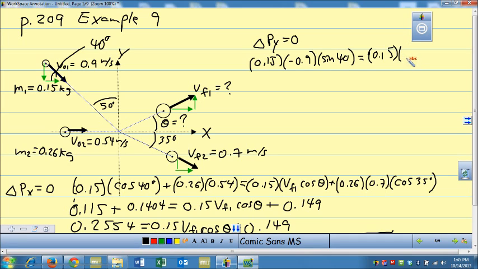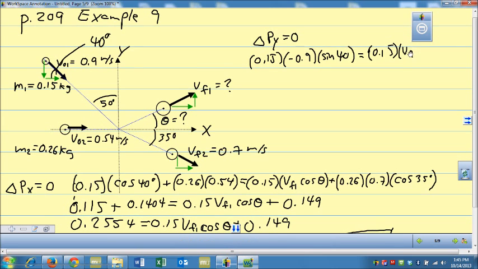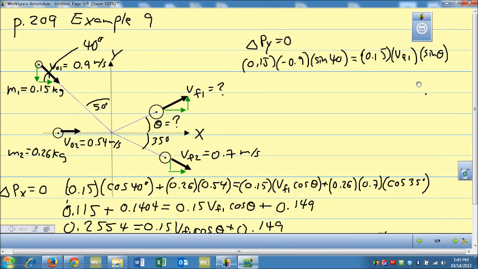Times, this one's positive, VF, the final velocity of the first object, times the sine of theta. Now, let's see, any more room here? Not really. Okay, I'll just have to put it down here. Now, down here, going downward, we have a negative y. So this is minus, first we have the mass, which is 0.26.